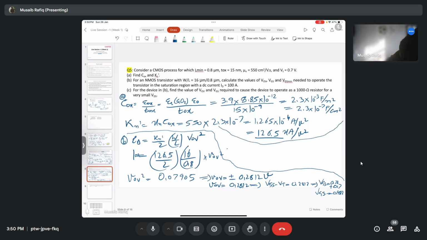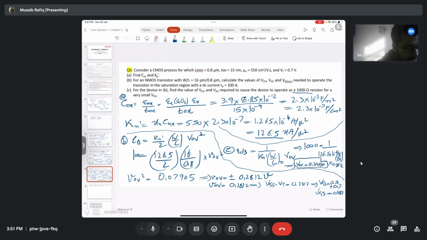For part C, RDS, which we saw earlier, is equal to 1 by Kn prime W by L and V overdrive. And RDS is given to be 1000 as per the question. You can see here, 1000 equals 1 by 126.5 into 10 raised to the power minus 6, 16 by 0.8 multiplied by V overdrive, and ultimately V overdrive comes out to be 0.3953 volt. And from this you can easily find VGS simply by adding the VT. Any doubts in this question?